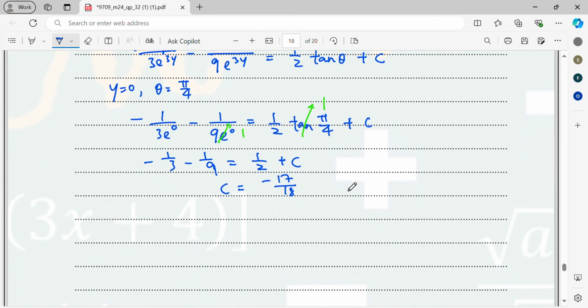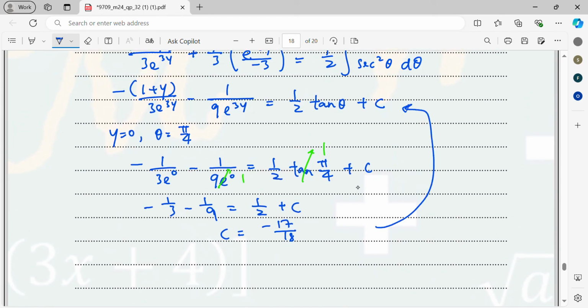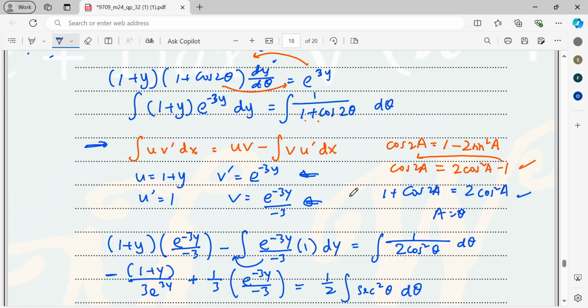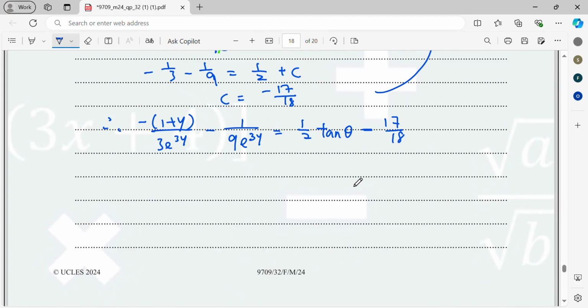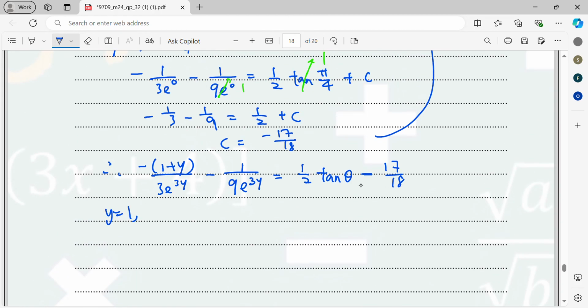So once we have found the c, just substitute back into this expression. So which means negative 1 plus y over 3e to the 3y minus 1 over 9e to the 3y equals to half tangent theta minus 17 over 18. So this is the solution for the differential equation. Okay, now next part is find the exact value of tangent theta when y equals to 1. So when y equals to 1, right? So replace first.